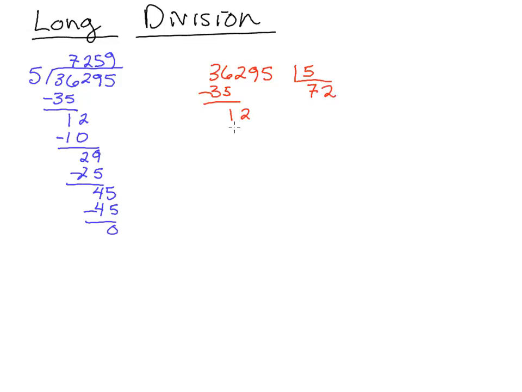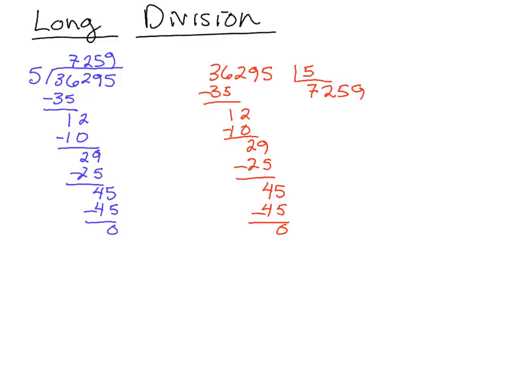2 times 5 is 10. 12 minus 10 is 2. Drop down the 9. 5 goes into 29 5 times. 5 times 5 is 25. Subtract it. 9 minus 5 is 4. Drop down the 5. And the last one, 5 goes into 45 9 times, which is 9 times 5 is 45. And you're like, hey, look, 0. And the numbers are just placed in different locations, but the process is all the same.